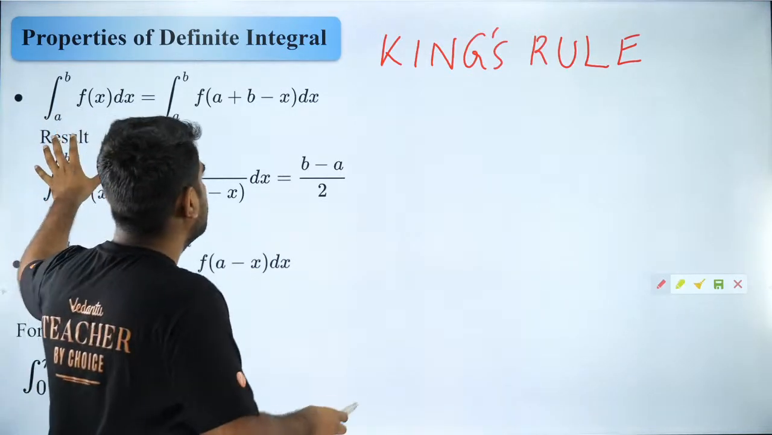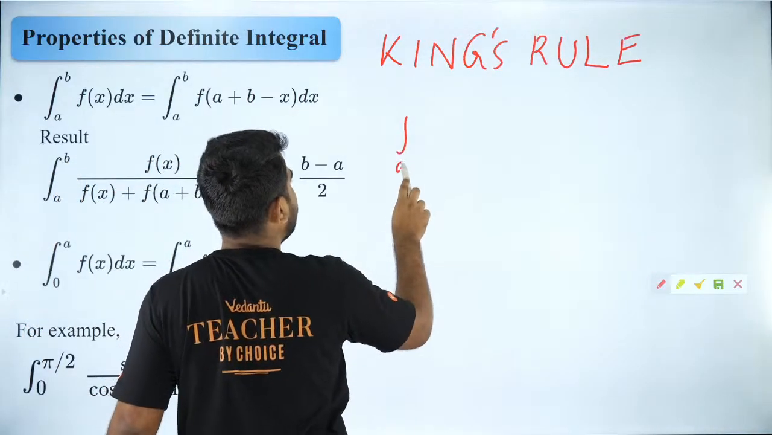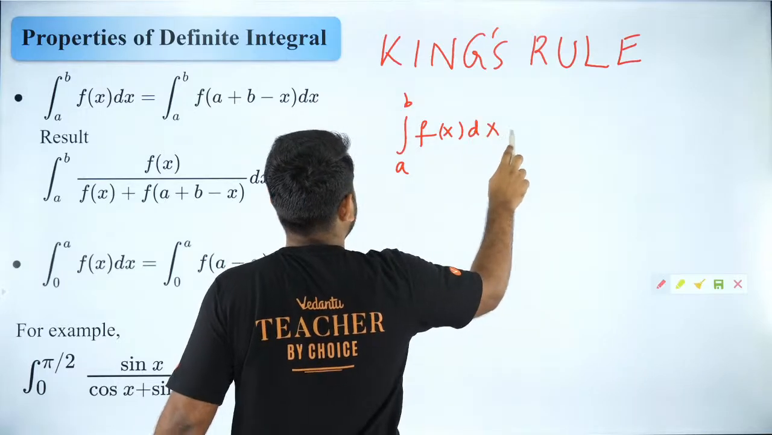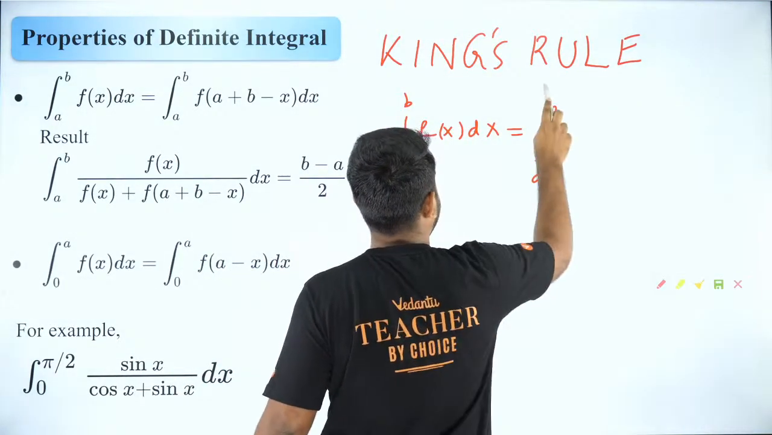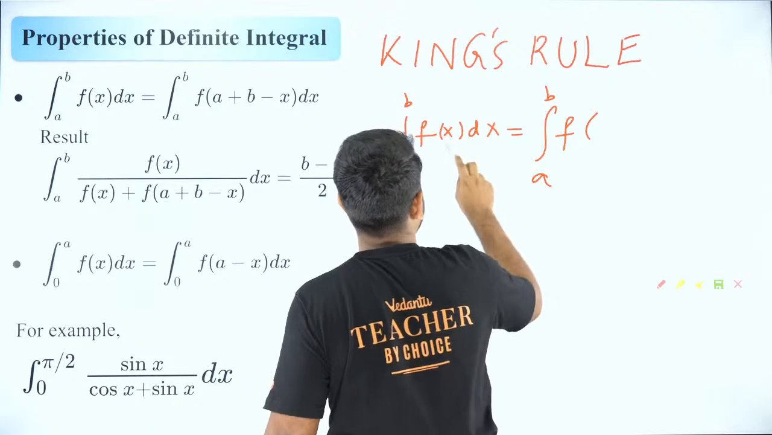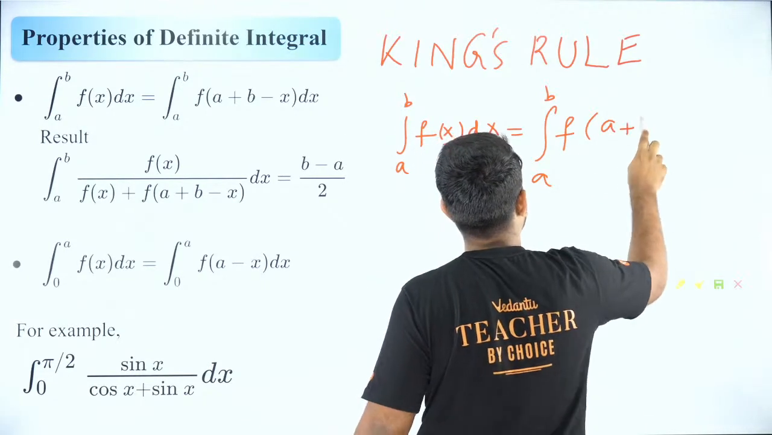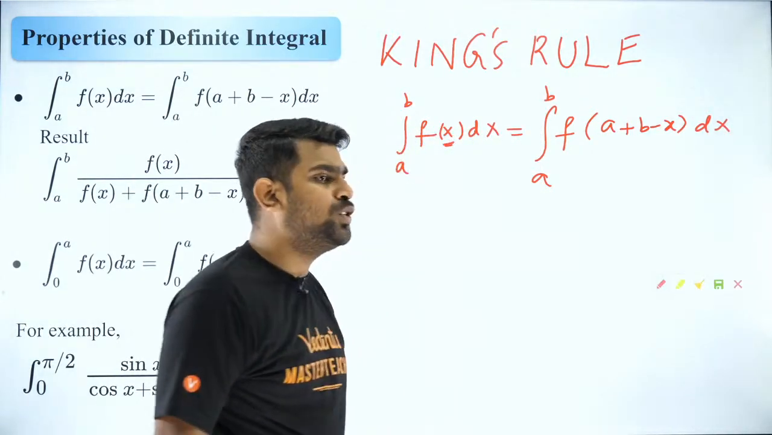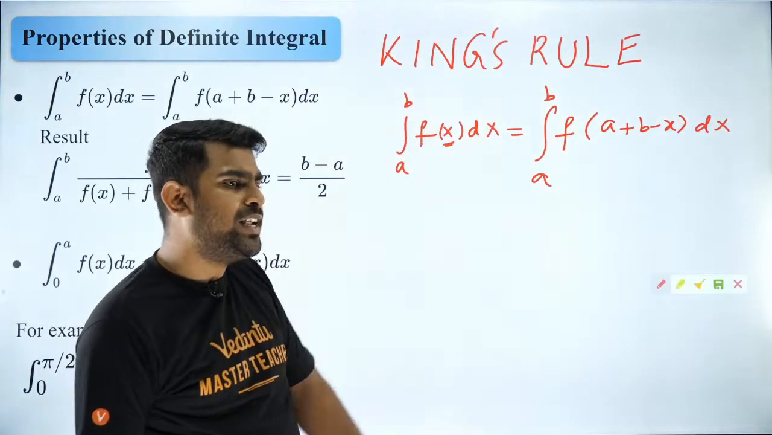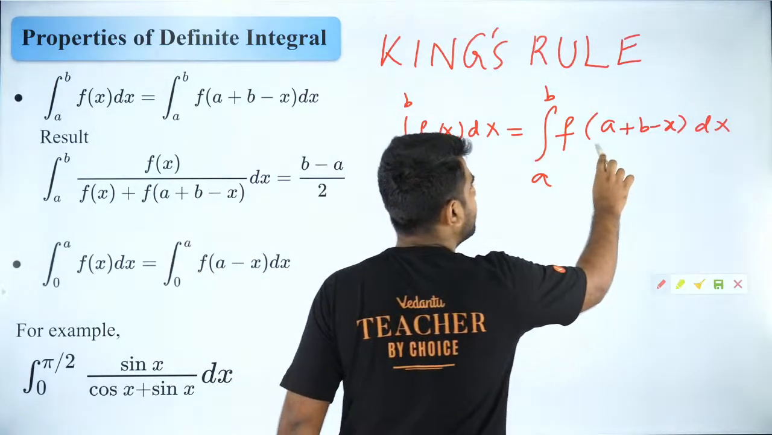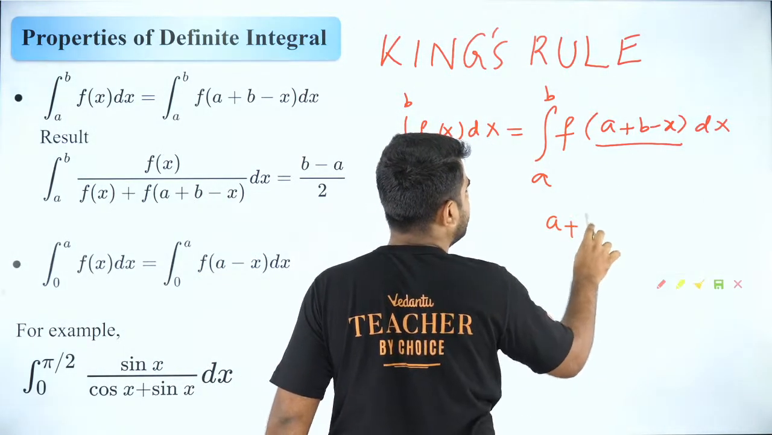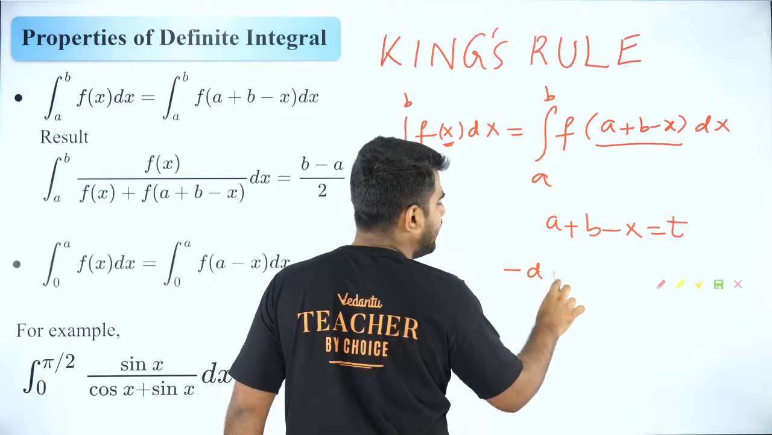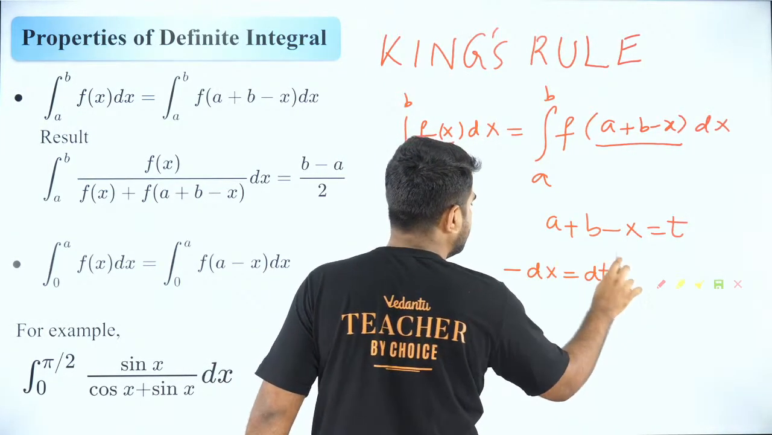So first thing is, we have integral a to b f of x dx. Now they are saying this integral will remain the same if you are just changing x to a plus b minus x. Now many of you will be confused. How, sir? So let me explain it. Listen carefully. I'm going to take a plus b minus x as t. So if I do that, do you guys agree minus dx is equal to dt?